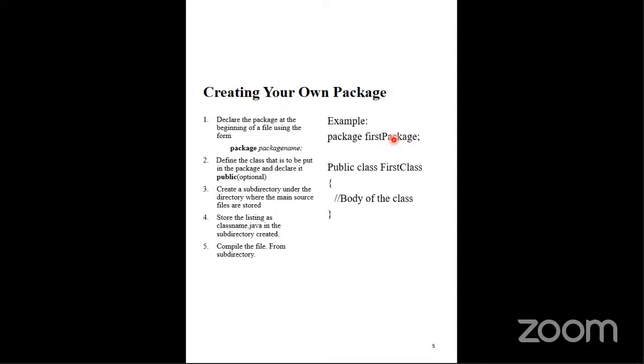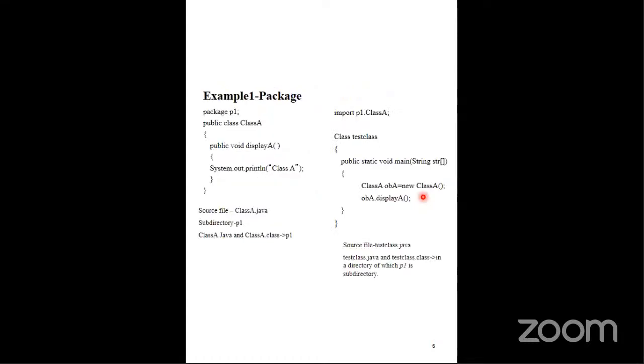Now in that particular subdirectory, I will write the .java program where I am writing this entire stuff, package FirstPackage and all. I will compile that particular program also from within that subdirectory. What I'm trying to say is your .java file and, more importantly, your .class file will be there inside the subdirectory. Then that particular package becomes available to the parent directory.